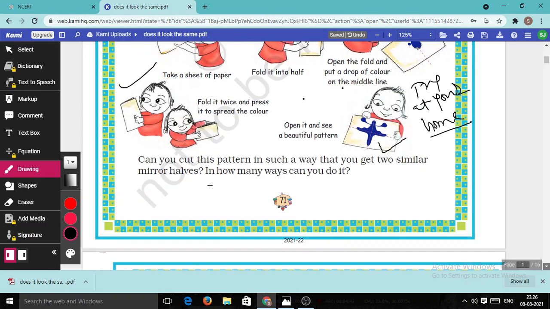Can you cut this pattern in such a way that you will get two similar halves? In how many ways can you do it? So here, in two ways we can find it, because there are two lines of symmetry. So in two ways we can easily divide this figure into mirror halves. I hope you understand that there are two lines, that means two lines of symmetry are there.